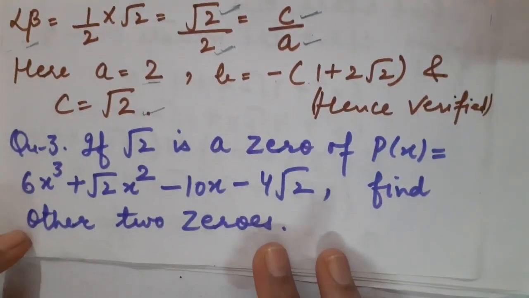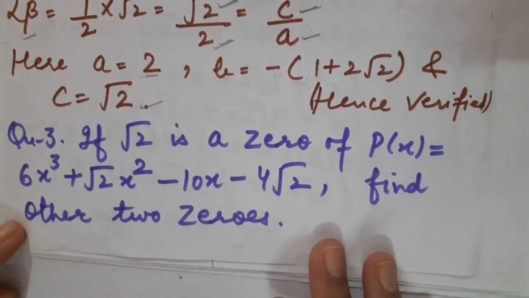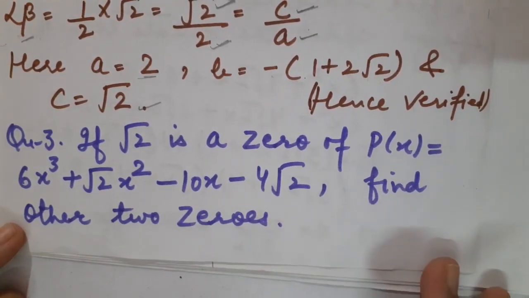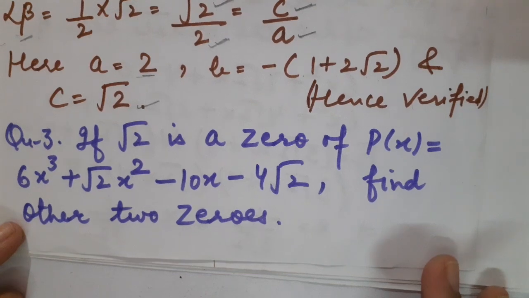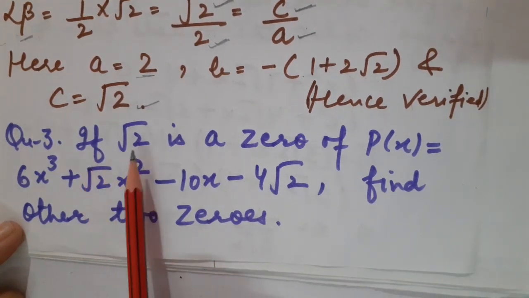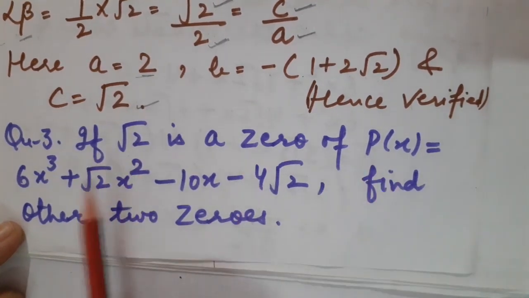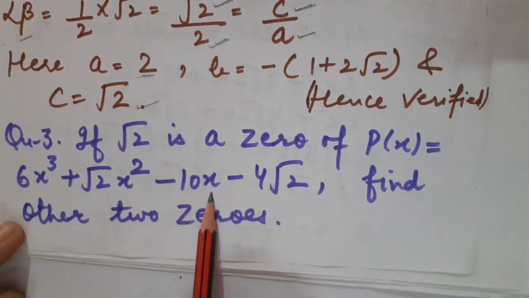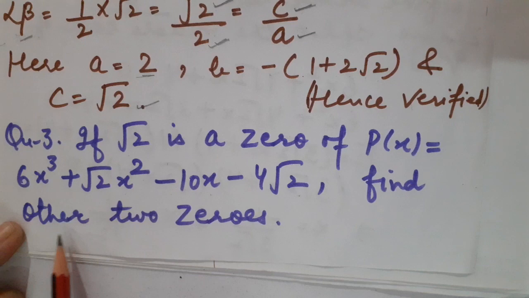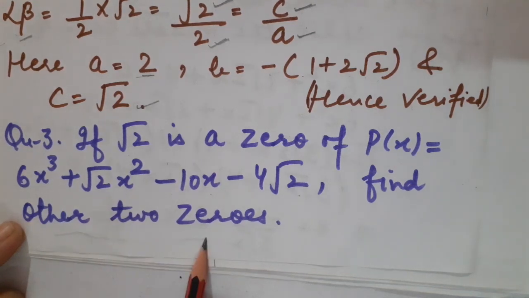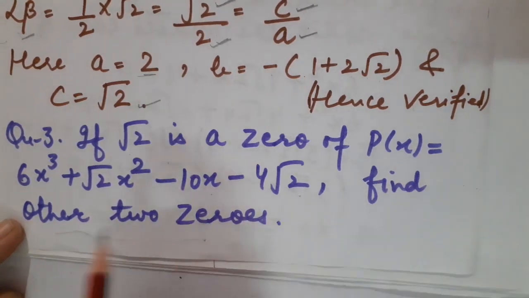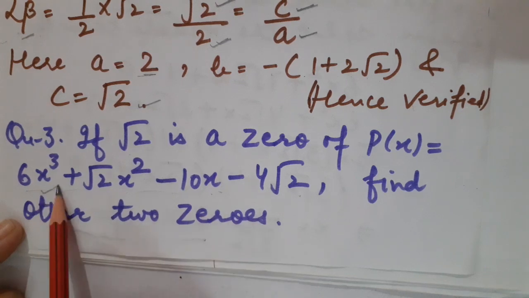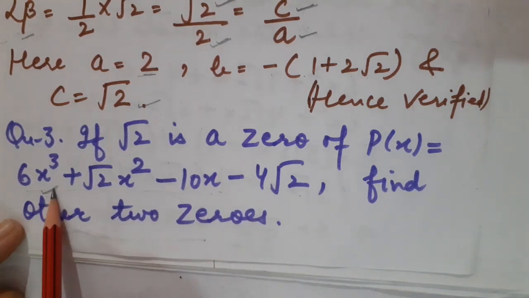Clear, children? Now let us switch to question number 3 of exercise 2.4 of NCERT exemplar. This is, if root 2 is a zero of px, that is 6x cube plus root 2 x square minus 10x minus 4 root 2, then we have to find the other two zeros. This is a very simple question, children. Here instead of biquadratic, you will be having a cubic polynomial given.